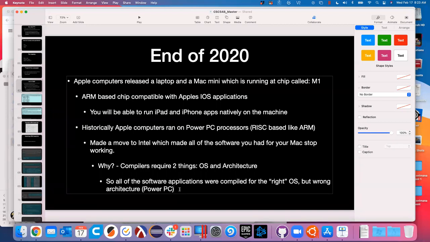Let's not get down that rabbit hole. I'll spend an hour and a half talking about overclocking and stuff. Let's stay on task here.